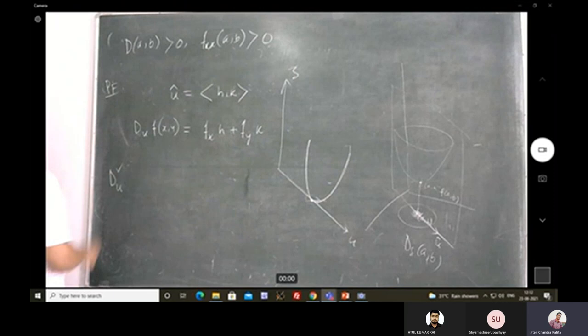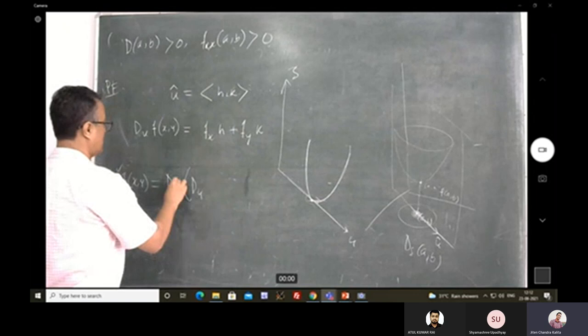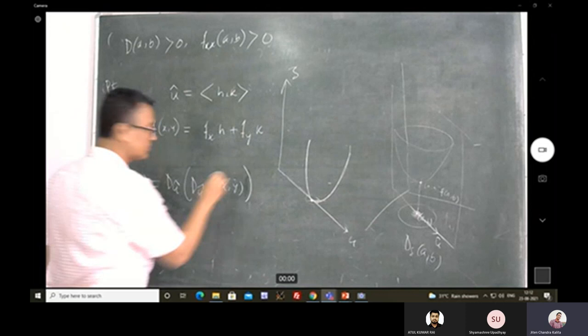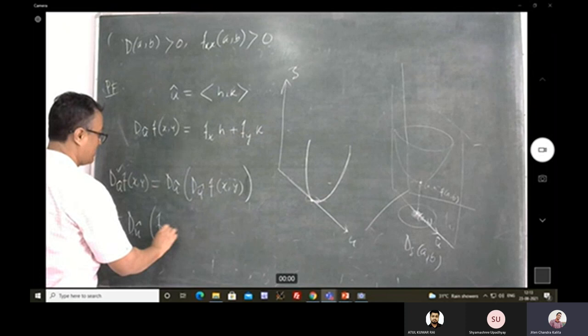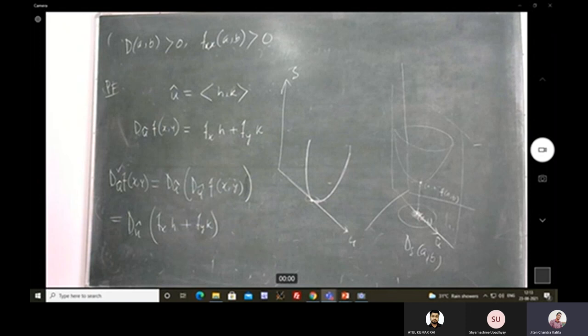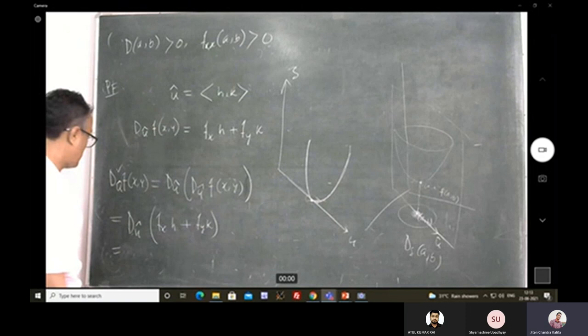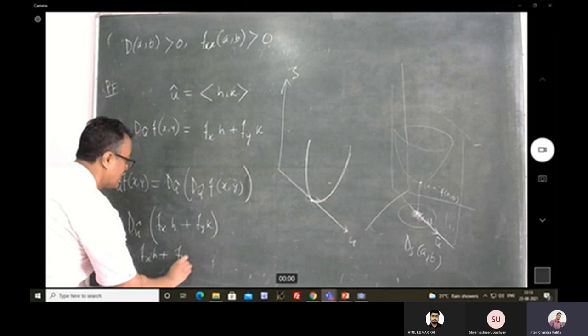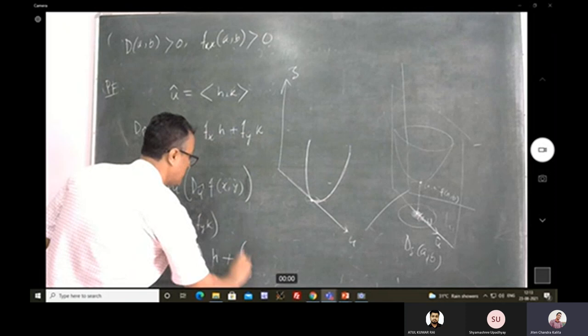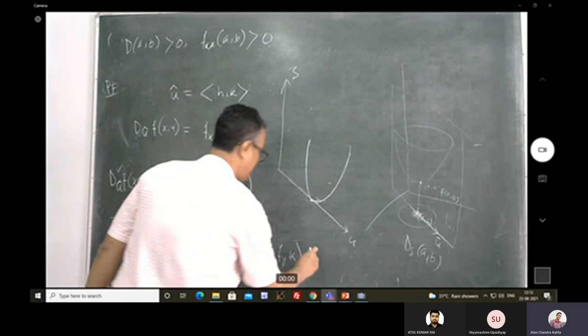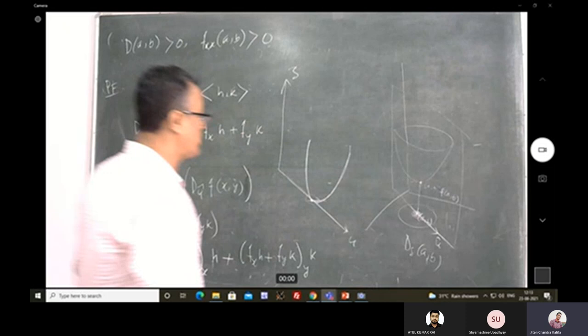Then d2u f(x, y) is simply du of du f, isn't it? And du f is f_x h plus f_y k, right? So now again apply the formula for directional derivative. So then it is going to be what? It is going to be (f_x h plus f_y k) first order derivative with respect to x, into h, plus (f_x h plus f_y k) with respect to y, then k. Is it okay? Fine? Yes. Eventually, what is going to happen?